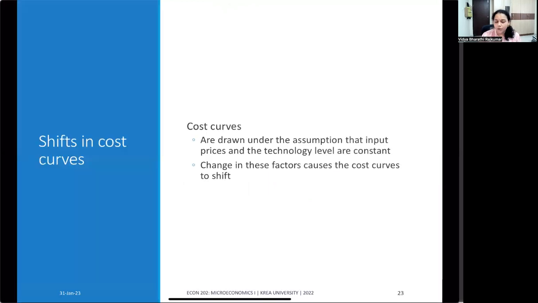So cost curves are generally drawn. We denote costs as functions of the prices of the inputs and the amount of output being produced. Cost curves are generally drawn under the assumption that the input prices and the technology used to produce a certain level of output are kept constant. Input prices and technology level are assumed to be constant. If any one of these factors changes, that's going to shift our cost curves.